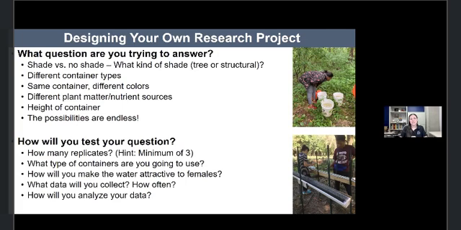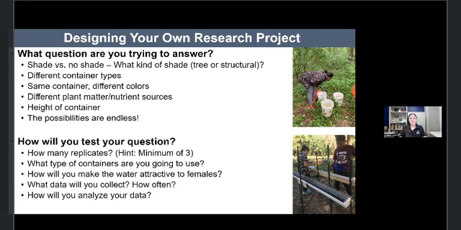Are you interested in the height of the container? You can have the same size container, but if it's on a windowsill versus on the ground, is that going to change what mosquitoes you're seeing or how many mosquitoes you're seeing? The possibilities are really endless on what you're trying to ask if you're thinking about container habitats. So you have lots of different options. And I'll show you some examples on the next few slides.